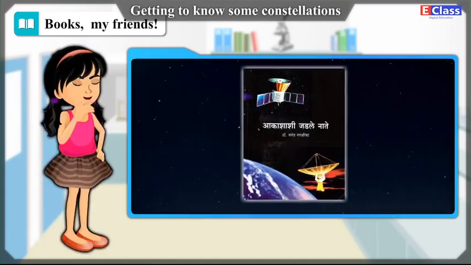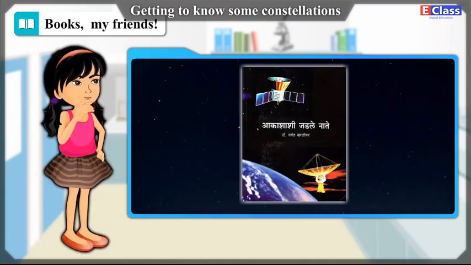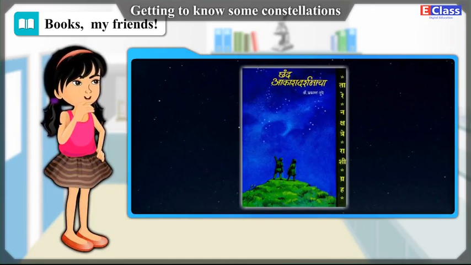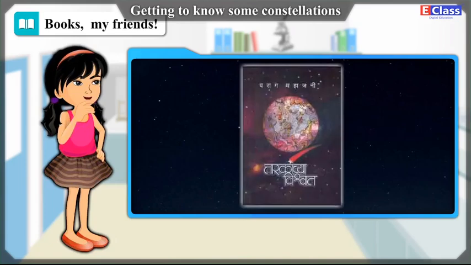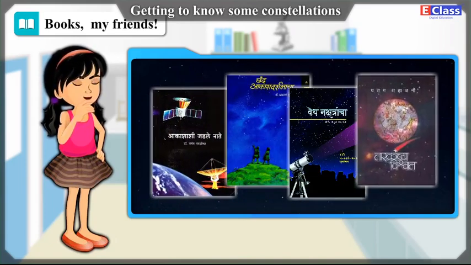Books, my friends. Aakashashi Jadle Nate, Chand Aakash Darshanacha, Ved Nakshatranche, and Tarakancha Vishwat are a few books which you may read to get more information on constellations and sky watching.